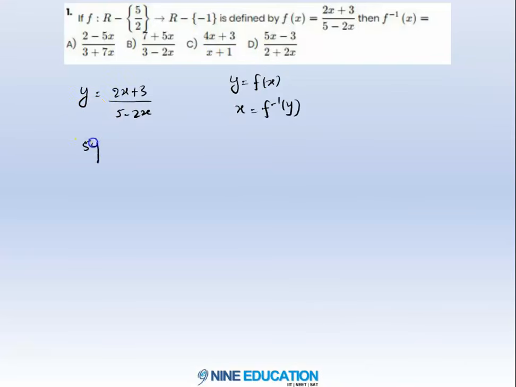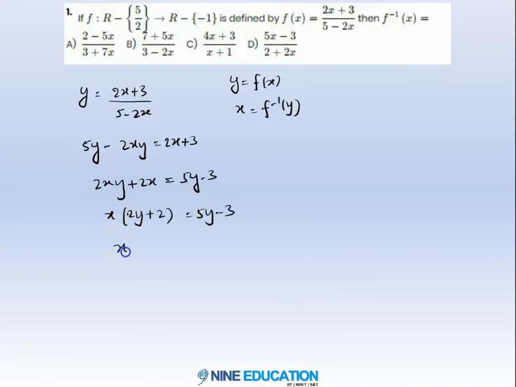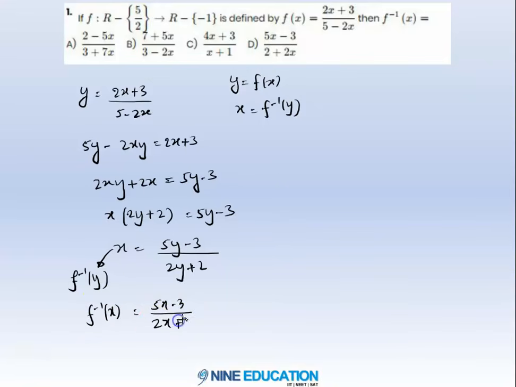So let's cross multiply. This is 5y minus 2xy, that is equal to 2x plus 3, and from here I can write 2xy plus 2x is equal to 5y minus 3. So x can be taken as common: x(2y plus 2) is equal to 5y minus 3. So the x value is nothing but (5y minus 3) divided by (2y plus 2). Since x is nothing but f inverse of y, we can find f inverse of x by replacing y with x in the above expression. So this is (5x minus 3) divided by (2x plus 2), which is option D. Let's go to the next question.